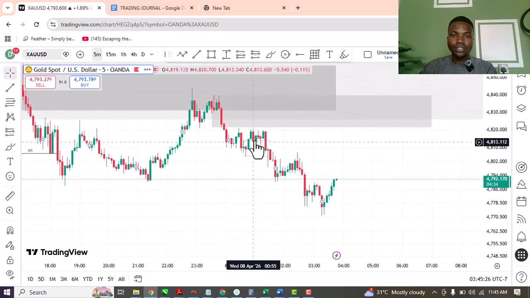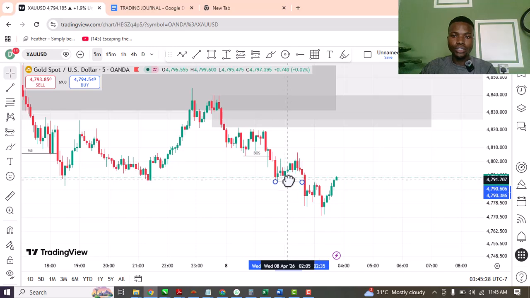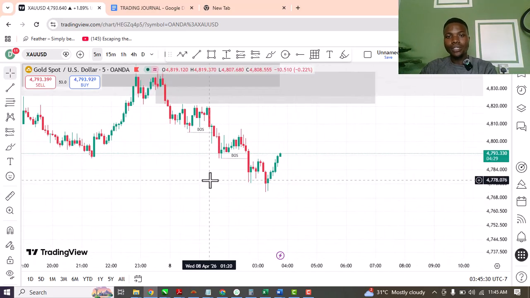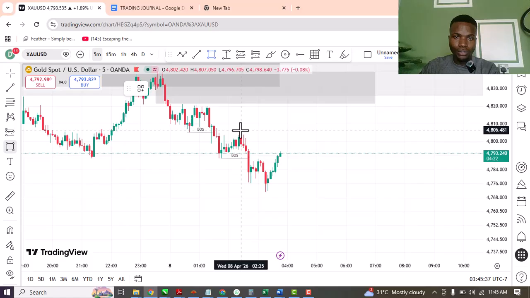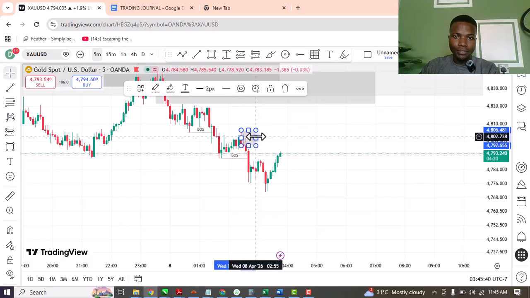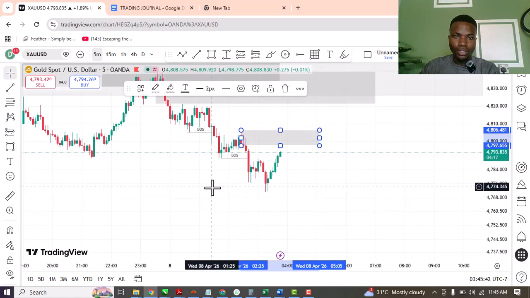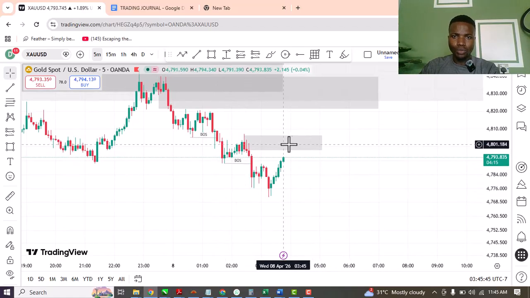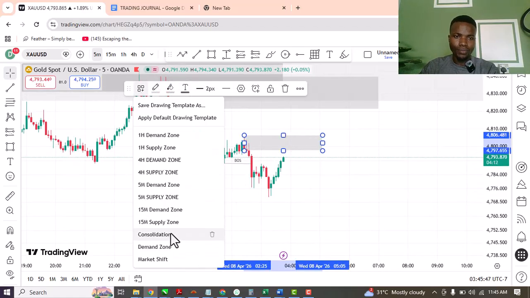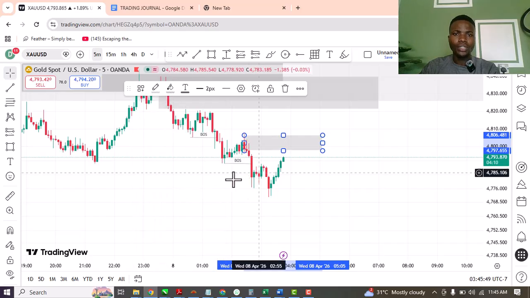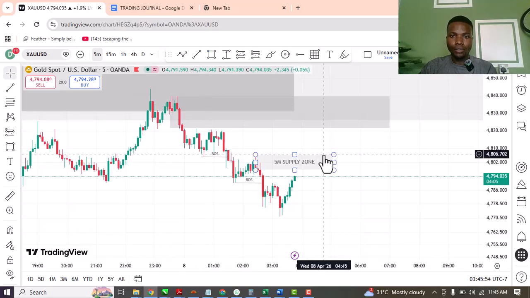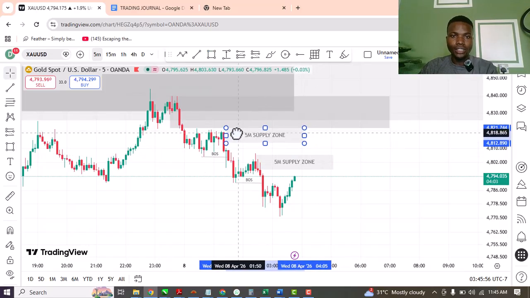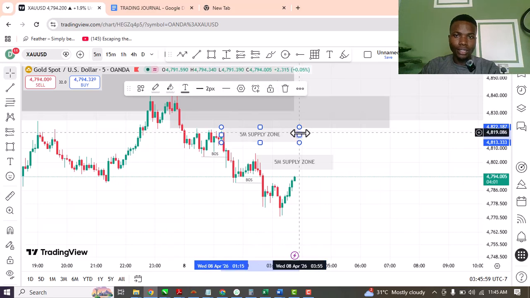The next break of structure is this zone right here. So right now it means that we have our supply zone. We have a 5 minute supply zone here. Let me mark out this candle here. So we have a 5 minute supply zone. Let me just mark that out. Then the next supply zone that we have is, I should just copy this. We have another 5 minute supply zone around this place.